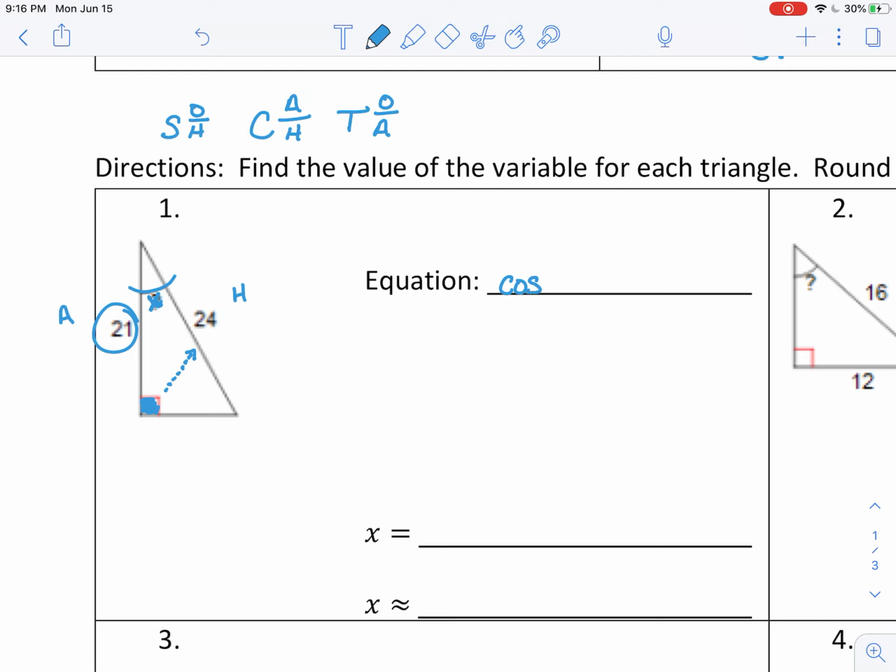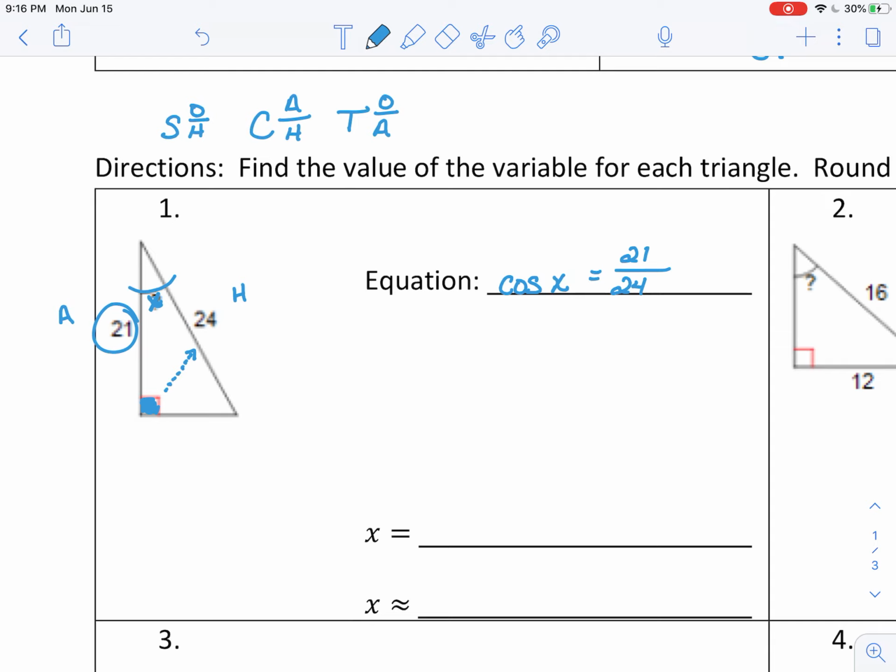Your first equation is the same as yesterday. You write cosine and then you immediately write your angle. Yesterday, that was almost always a number. Today, I don't know what my angle is, so I'm going to put an X. And I'm going to set it equal to a fraction, specifically the adjacent leg over the hypotenuse. Well, my adjacent leg is 21 and the hypotenuse is 24. We basically did this exact same thing yesterday. There are several questions that just said, what's the ratio? Here's the ratio, 21 over 24. But today the question is, well, what's the variable?